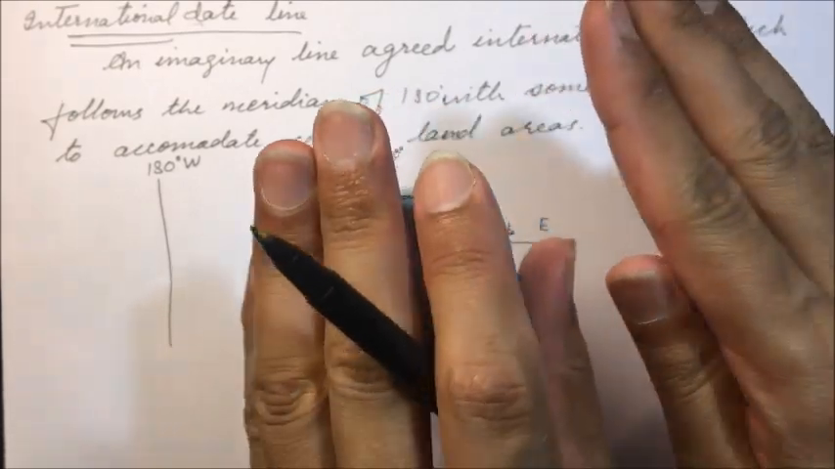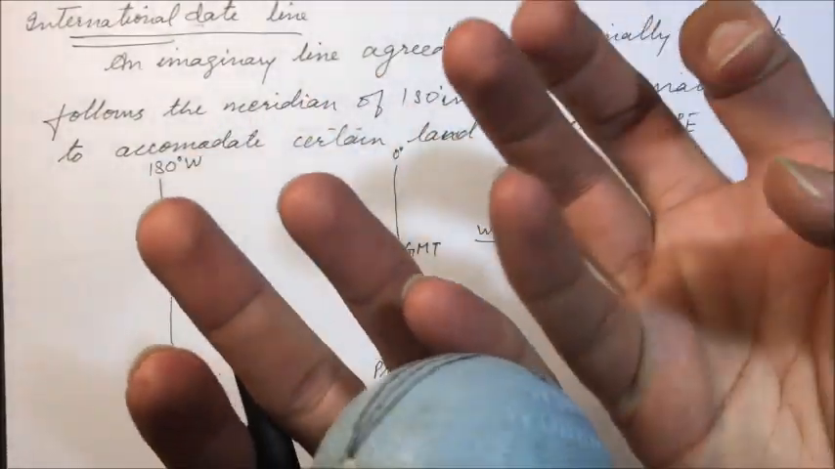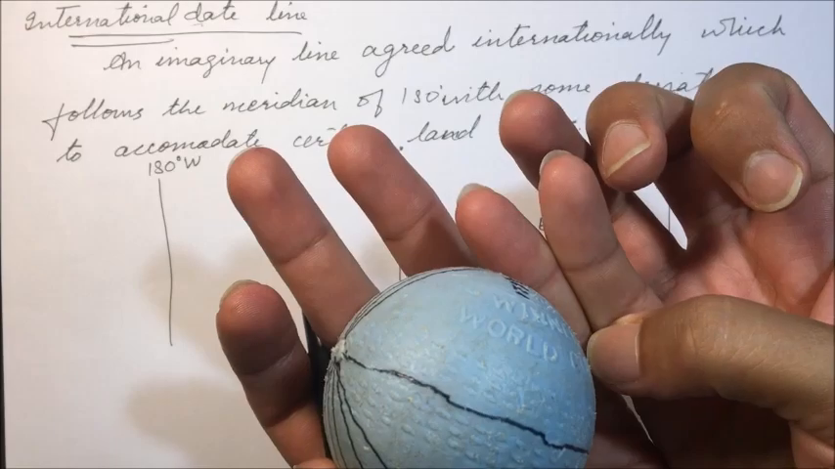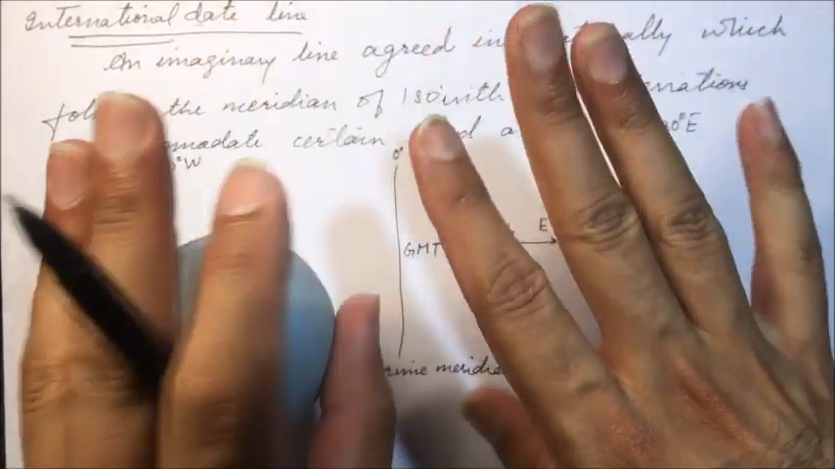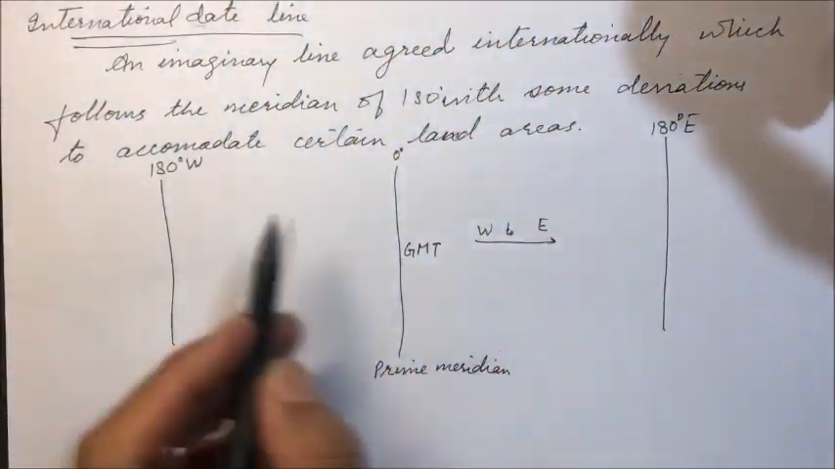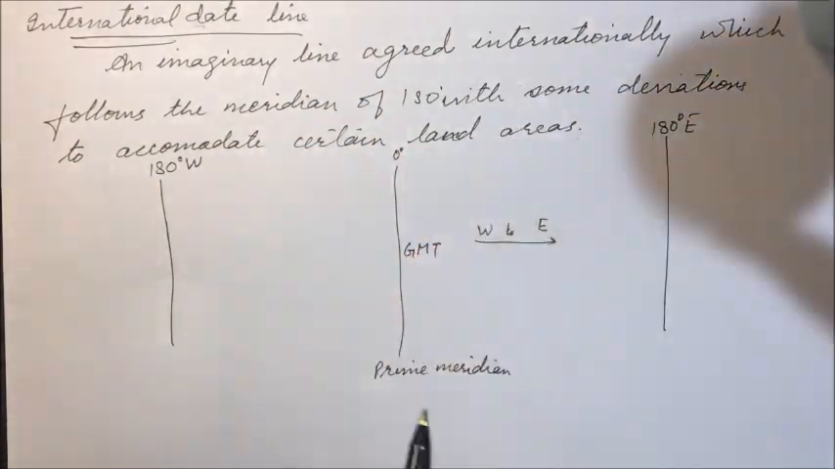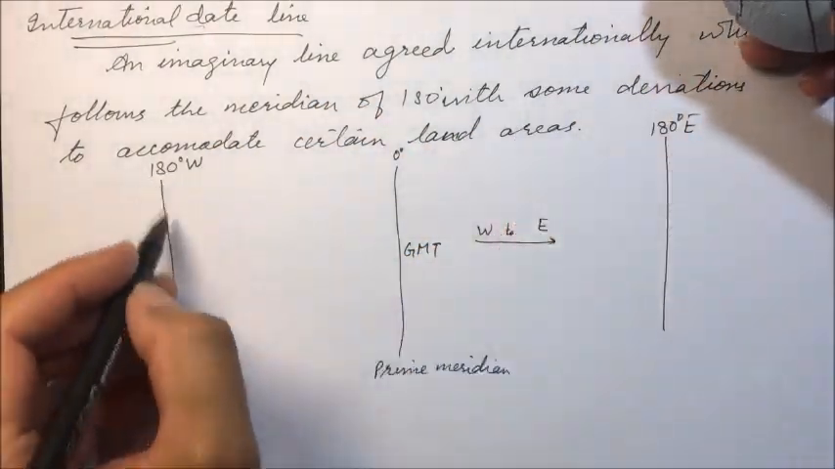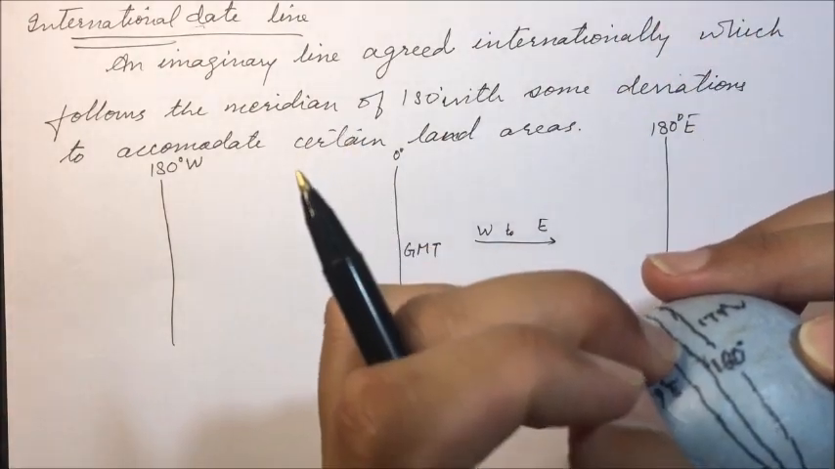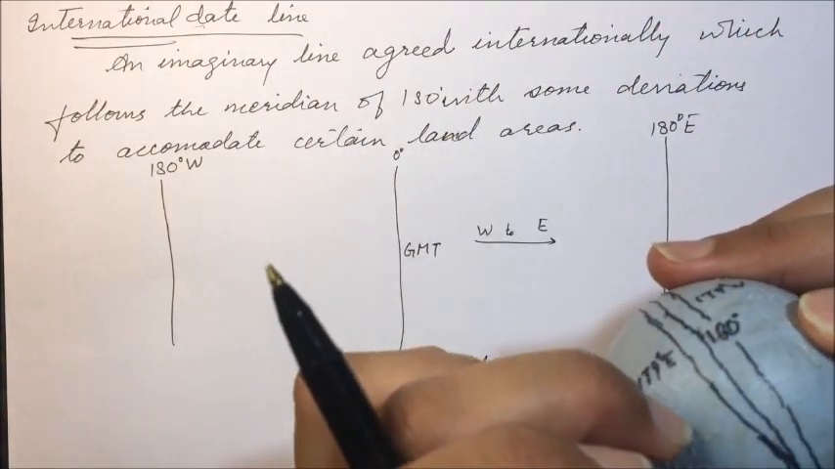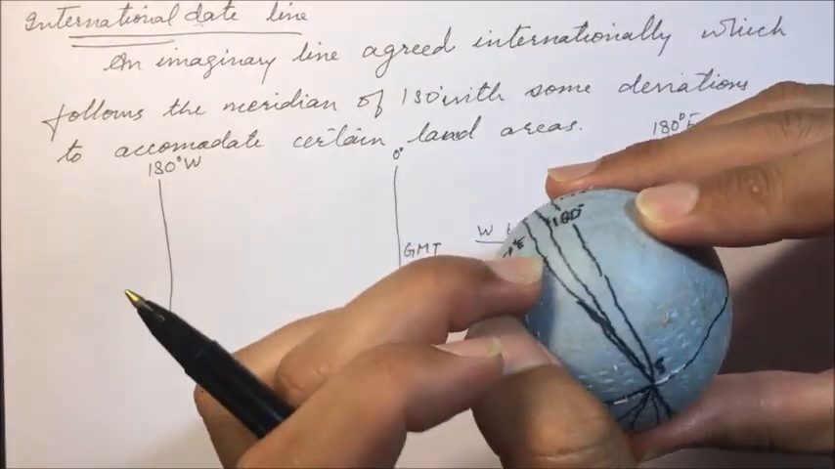So I am just unwrapping it. This line is the 180 degree line. As I unwrap it, it becomes 180 degree east and 180 degree west. They are the same line, that is the 180 degree line. And this line is chosen as the date line. This is the date line. If we cross this line, the date will change. That is, there is a difference of 24 hours.